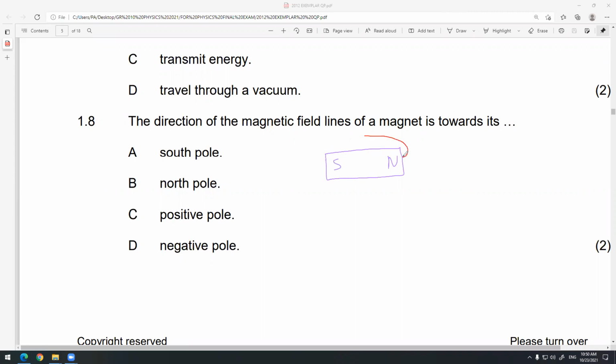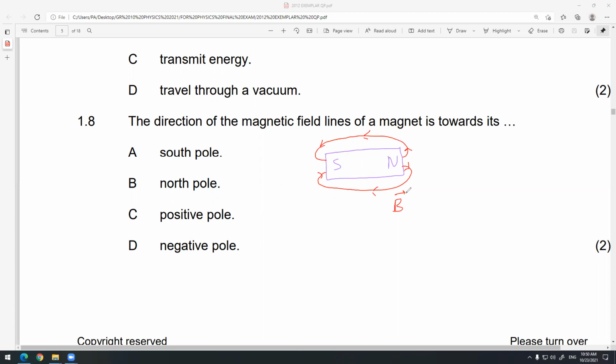Let's draw it. Coming from N, we can show the direction like this, from N to S. Let's draw another line. This is our magnetic field. The symbol of the magnetic field is B. So the direction of the magnetic field is from N to S, we know that.